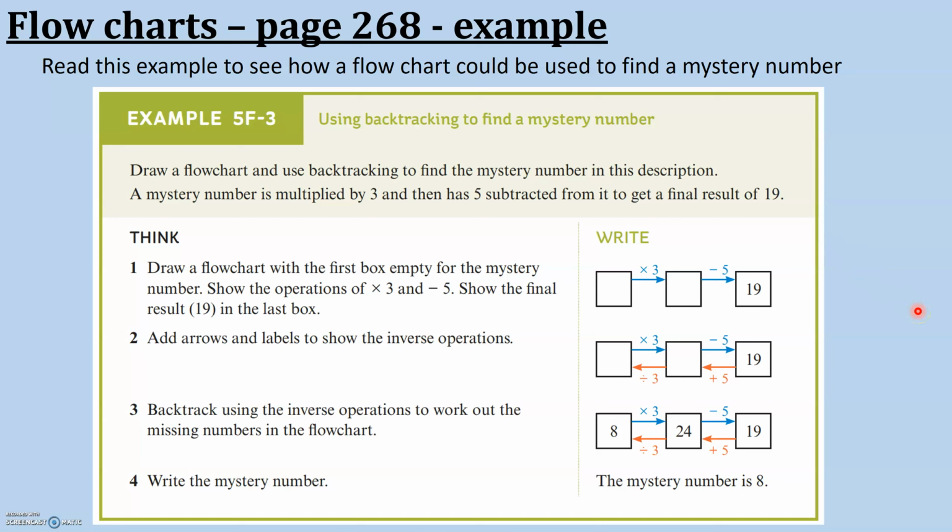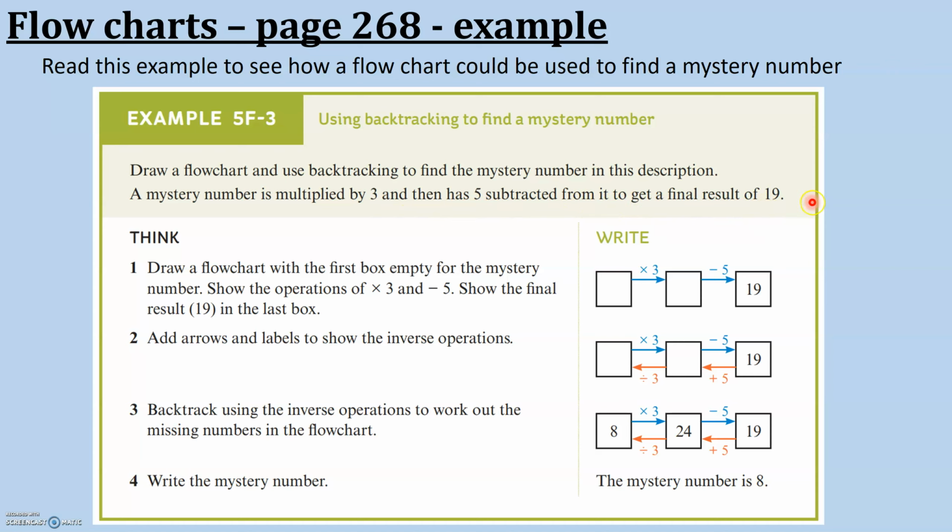Alright, now we're going to start putting all these skills together to be able to solve some problems. And this example shows us how to do this. So what we're going to do is use that skill of working in reverse, which you now see is sometimes called backtracking, to find a mystery number. So here's our question. Draw a flowchart and use backtracking to find the mystery number in this description. And the description is this. A mystery number is multiplied by 3 and then has 5 subtracted from it to get a final result of 19.